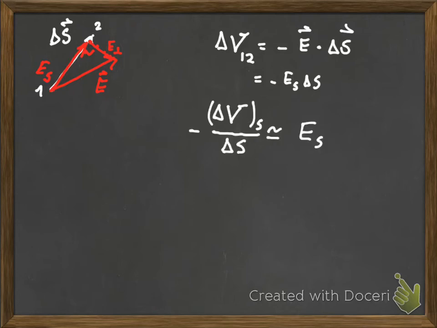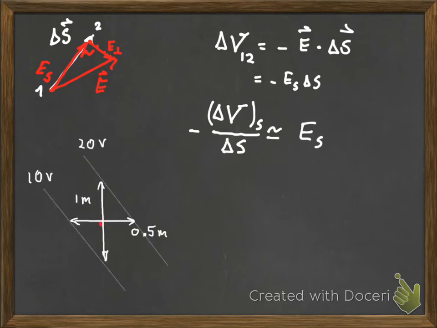So that means that the difference in potential between those 2 points divided by the distance between them with a minus sign will give us the component of the electric field in that direction, in the direction defined by the 2 points 1 and 2.